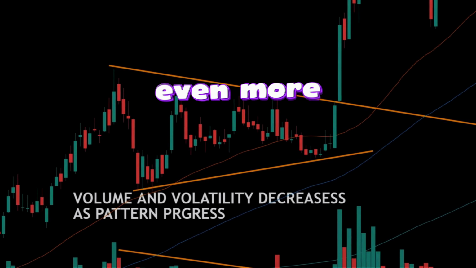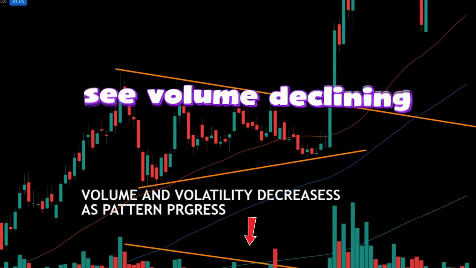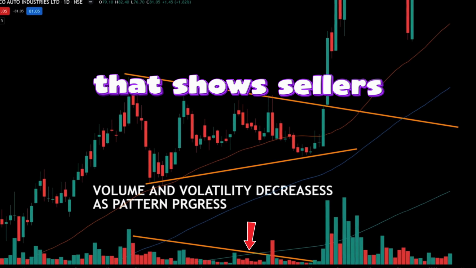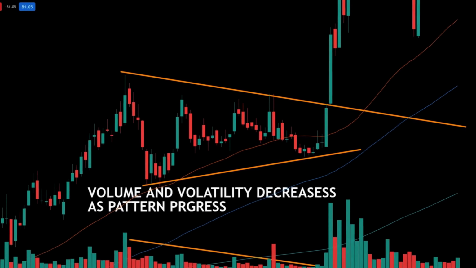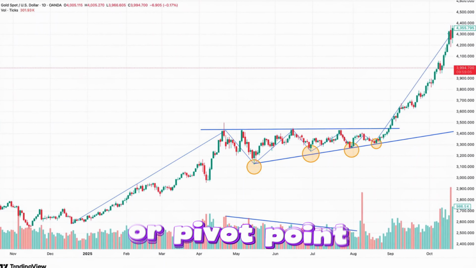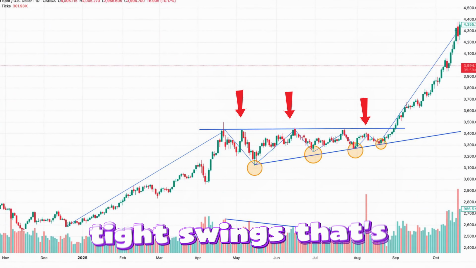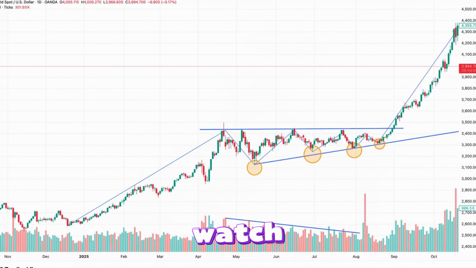Volume tells us even more. We want to see volume declining as price contracts. That shows sellers are losing interest, while strong holders quietly build positions. The breakout level, or pivot point, forms near the highs of these tight swings. That's the zone to watch.